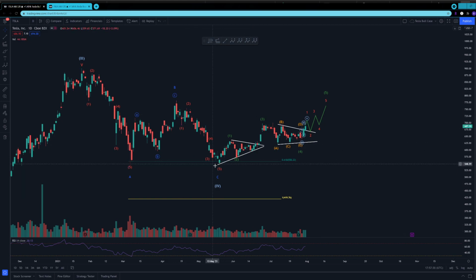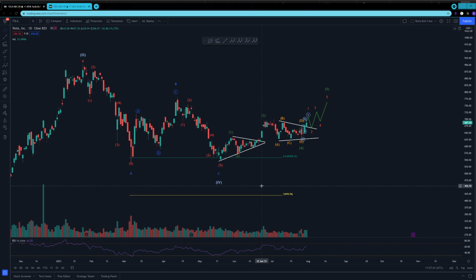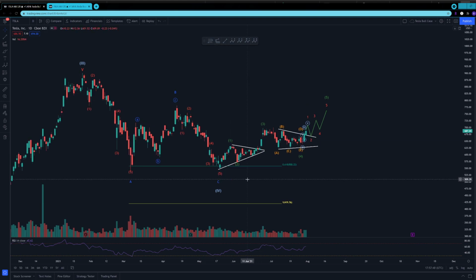So C technically could have bottomed here, but for a long time I wasn't favoring that being the bottom because it's more shallow than our wave A, which is not nearly as common, and that's what makes you think, hey, Tesla could potentially go lower. But if they keep putting out earnings like they just did, I'm thinking that probably was the bottom. So let's go over this bull case.